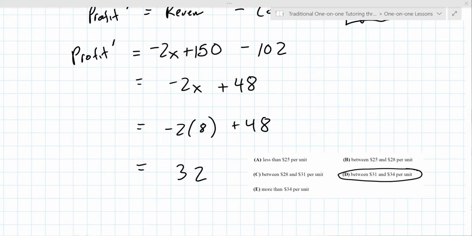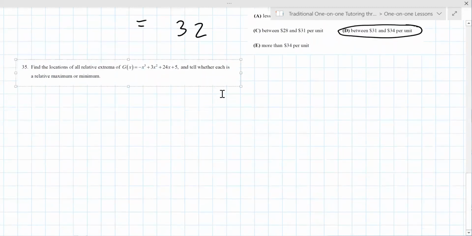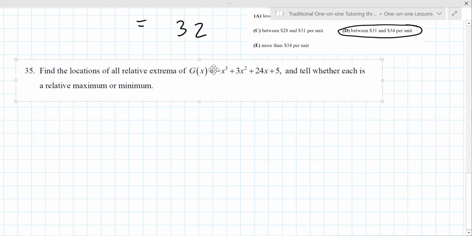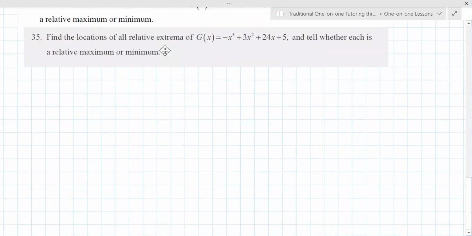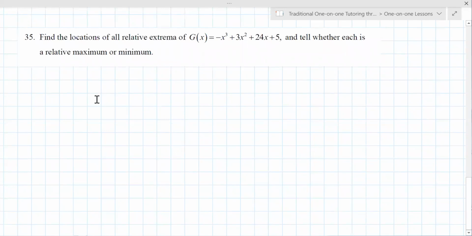All right. Let's look at some others here. How about 35? Can I jump to 35 or is that too far ahead? Sure. Okay. All right, find all locations of the relative extrema and tell whether each is a maximum or minimum.